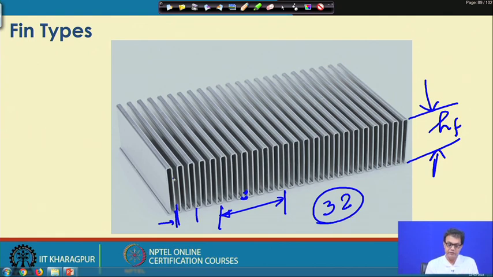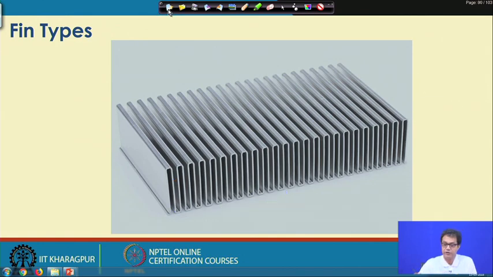And fin thickness, as you can understand, these are the types of parameters we look for. A designer will have options to choose from different fin heights, different fin frequencies, and different fin thicknesses, and that will change the heat transfer coefficient for different types of fins. So, this is the plain rectangular fin, and then we go for the next one.